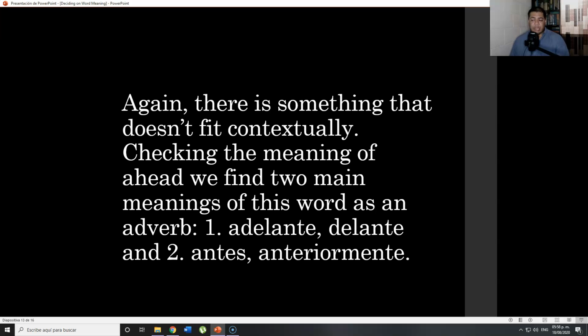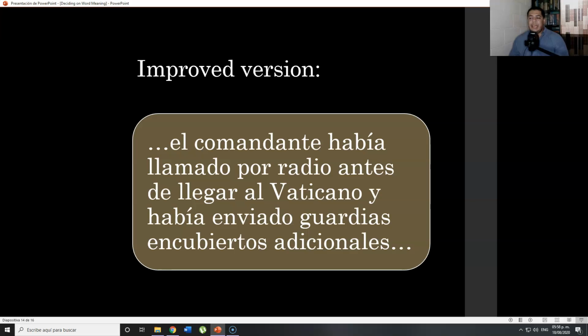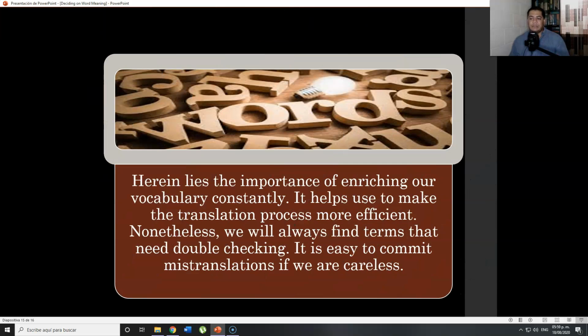Yes, so it gives you an idea of location, which is not really what we mean. There is something that doesn't fit contextually. Checking the meaning of ahead, we are going to find two meanings of this word used as an adverb. You can find it as adelante or delante and antes or anteriormente. Now, it makes more sense to use it with a meaning of time. Here is the revised version. El comandante había llamado por radio antes de llegar al Vaticano y había enviado guardias encubiertos adicionales. Over there you can observe that that reads more naturally. It's like, okay, that fits, that makes sense now.